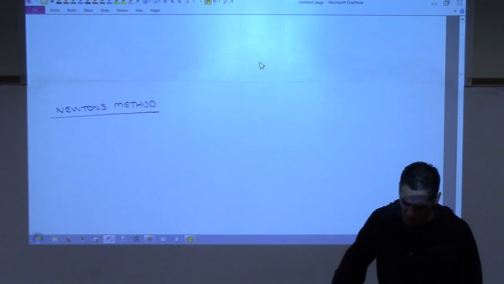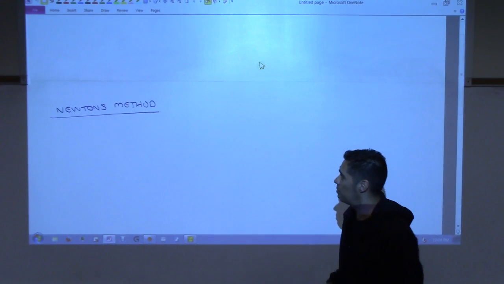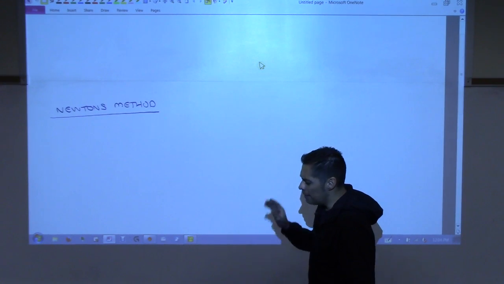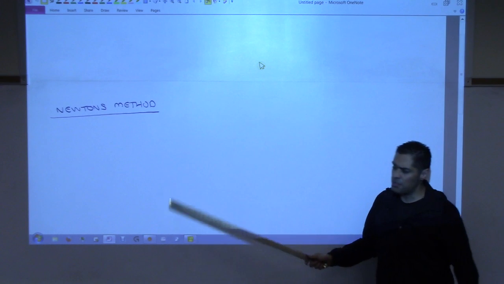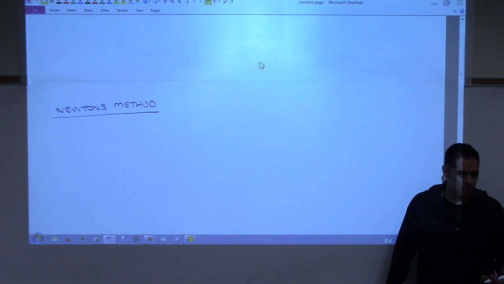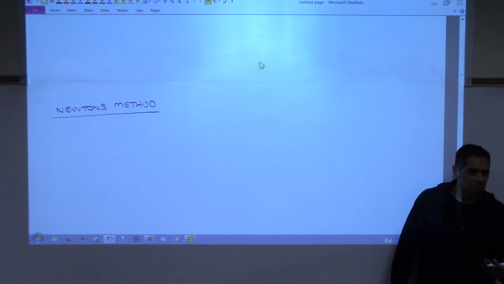So I'm going to start this whole thing with a picture. And keep in mind, as we go through this method, Newton's method is an algorithm. You all know what an algorithm is? It's just a process, a set of steps. And we use this algorithm in a computer program to solve equations.